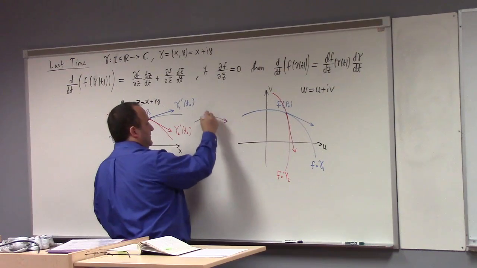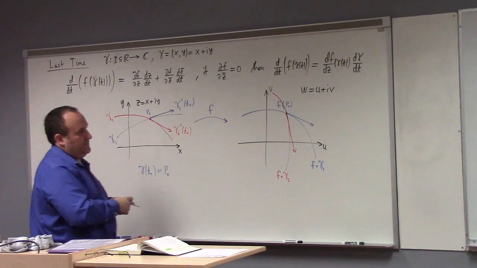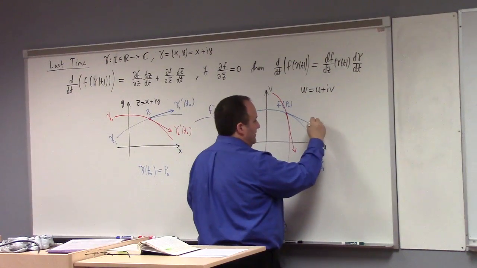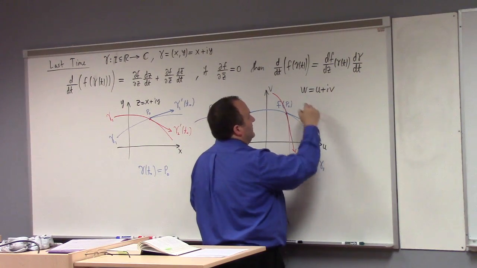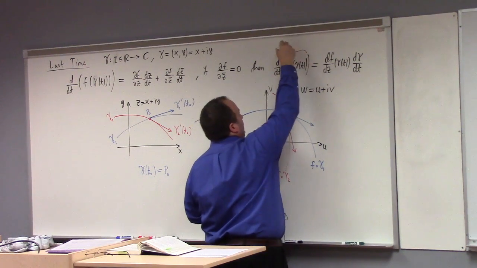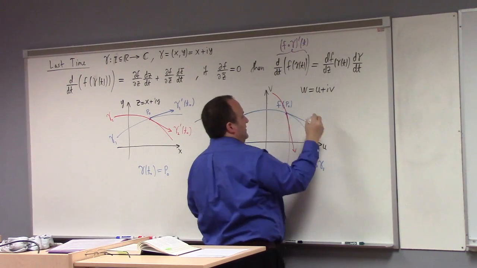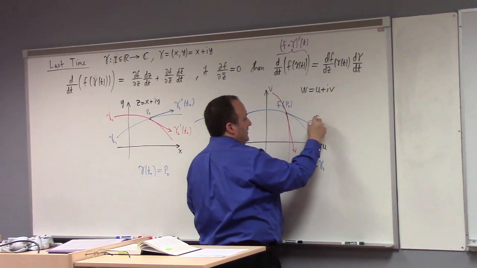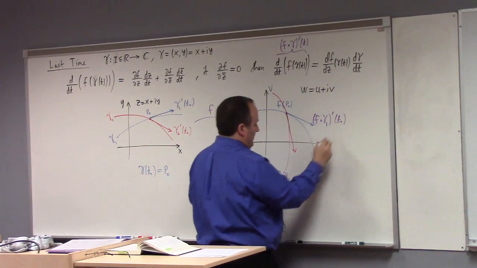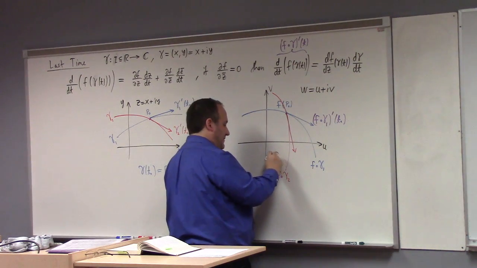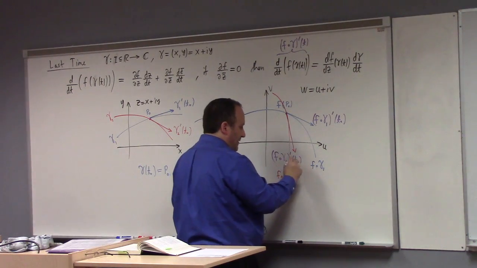So f is the mapping that goes from here to here. A more brief notation would be to rewrite this as f composed with gamma prime of t. So here I have the tangent vector f composed with gamma 1, parentheses, prime of t naught. And down here I have the tangent vector f composed with gamma 2, parentheses, prime of t naught.